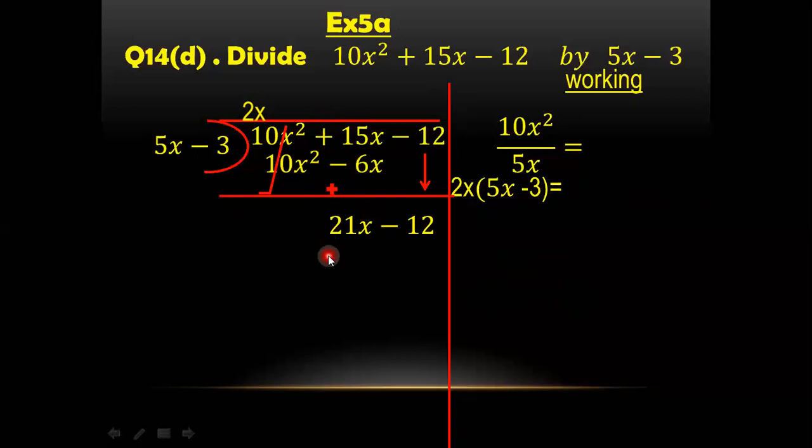And now is the case when you can see that 21x cannot be divided by this 5x. We cannot divide 21x with this 5. It is not exactly divisible with this 5, right?